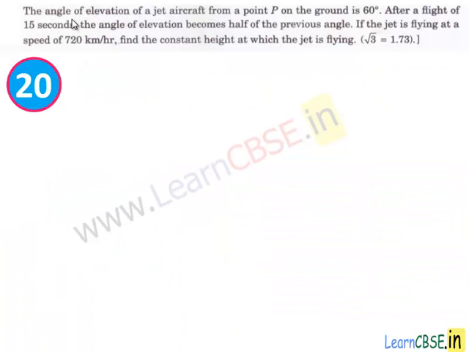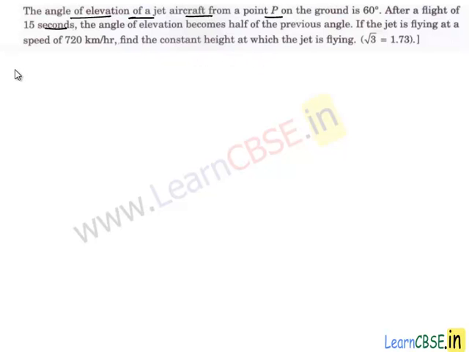In this question, the angle of elevation of a jet aircraft from a point P, which is on the ground, is 60 degrees. After a flight of 15 seconds, the angle of elevation becomes half of the previous angle. That means it is 60 degrees divided by 2, which is 30 degrees. The jet is flying at a constant speed of 720 kilometers per hour, and we have to find the constant height at which the jet is flying.